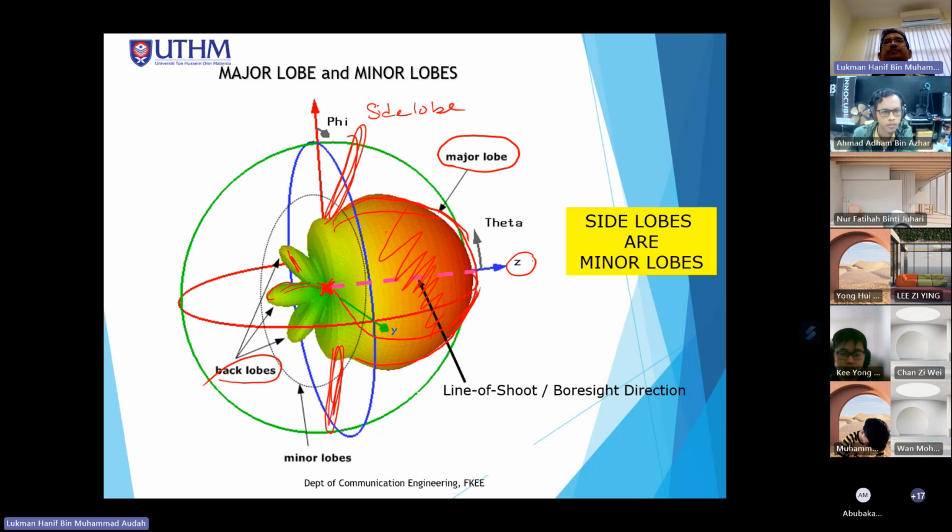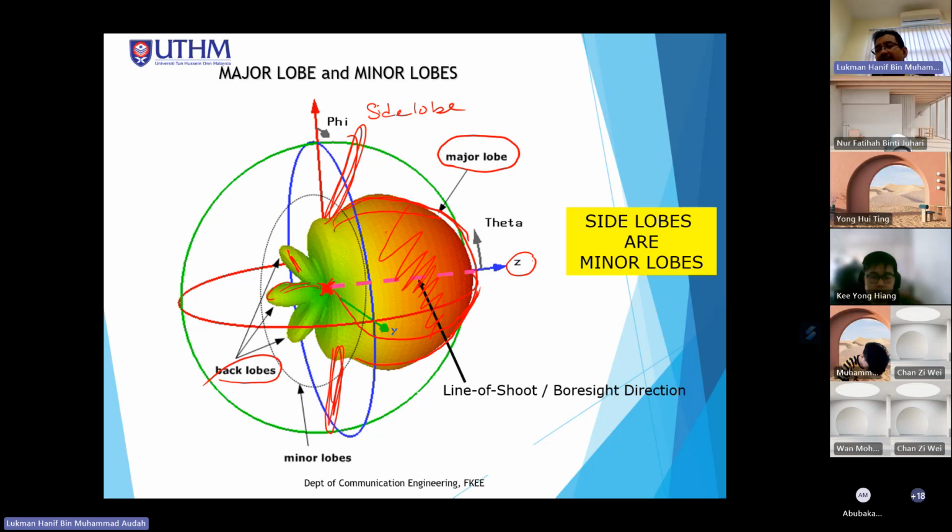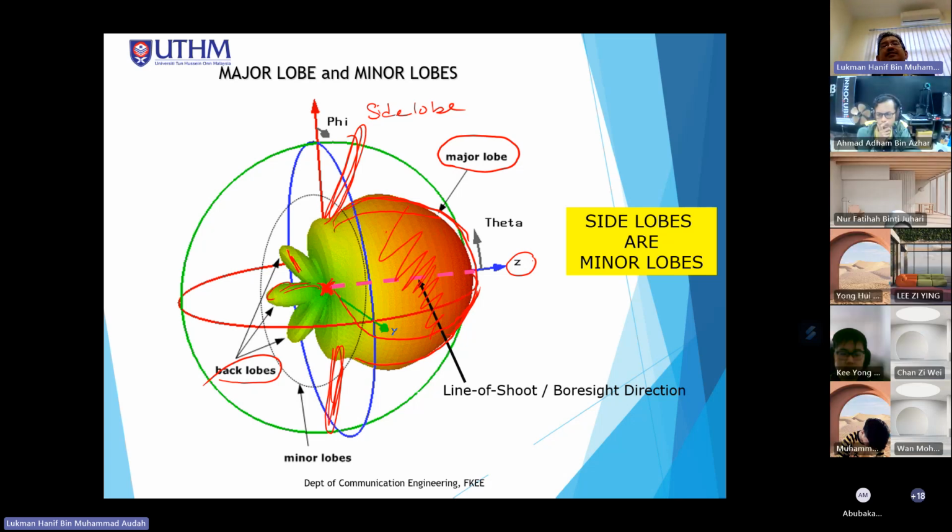If some of your friends do the FYP project, if your friends do an antenna project, of course your friend needs to analyze the radiation pattern of the antenna, either through simulation or through experiments at the lab. So this is among the important things when we design an antenna. We want to see how good our antenna is through the radiation pattern.